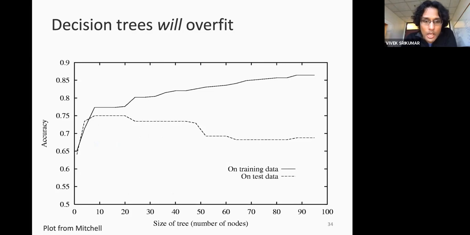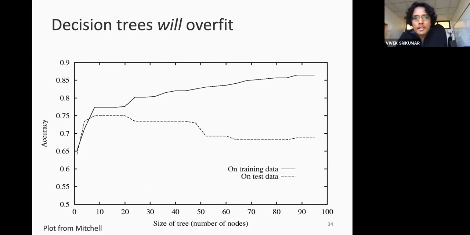The problem is that decision trees will overfit as the size of the tree grows. The horizontal axis in this plot is the size. The solid line is the training error on a certain data set. This is from Tom Mitchell's textbook. The dotted line is the generalization error on test data, on examples that the training algorithm never got to see. Notice that as the number of nodes in the tree grows over 20, the training accuracy keeps going up, but the test accuracy keeps going down. So in some sense, what's happening is that we have a limited number of training examples, and the tree that we are growing keeps representing the training data better and better, but it's really not representing the true concept.